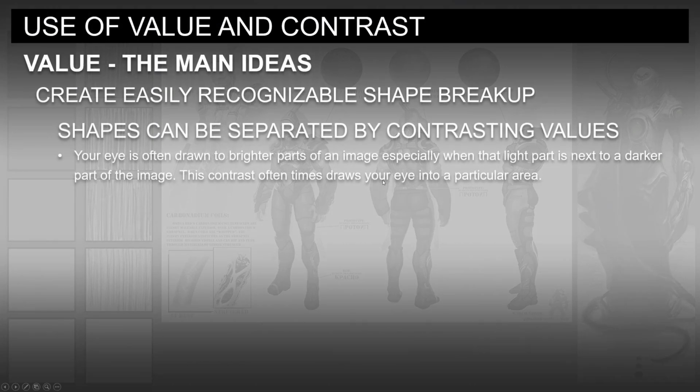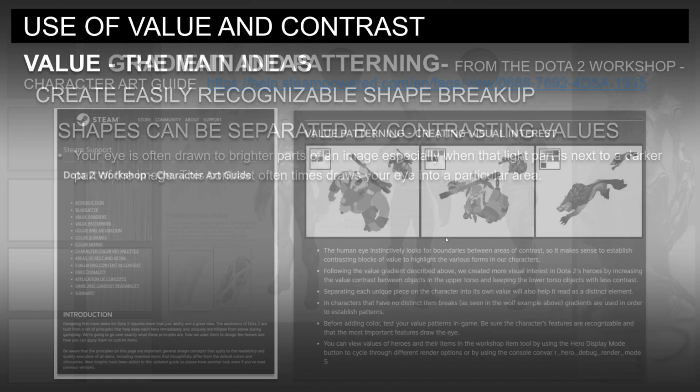Okay, so for the use of value and contrast, there are a couple of main ideas that I want to get across. We want to create easily recognizable shape breakup within our designs. Shapes can be separated by contrasting values. Our eye is often drawn to brighter parts of an image, especially when that light part is next to a darker part of the image. This contrast oftentimes draws your eye into a particular area.